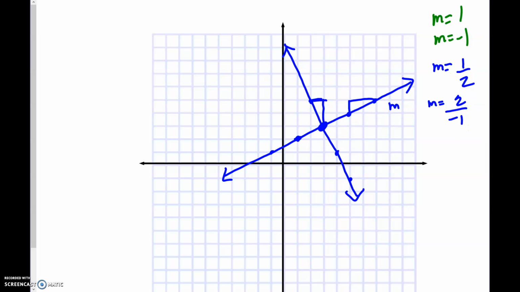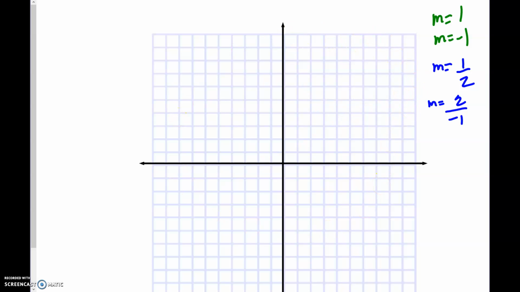Okay, let me do one more sample problem to see if we can figure this out. And let me just change my color here. Anyone count and see what I'm doing for my slope? All right, so I have a red line. Okay, and what is the slope of that red line? I went up 2, right 3.